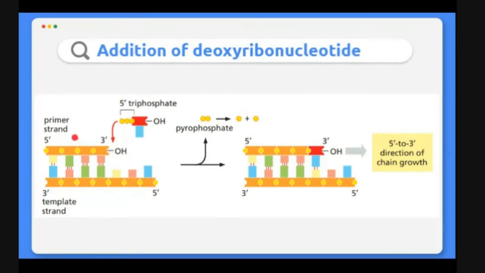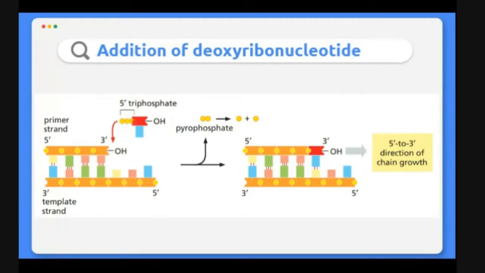Diba? Your DNA grows from 5' to 3'. And in your 3' end, meron kang hydroxyl group. And this hydroxyl group is very significant. Why? Because nagkakaroon siya ng nucleophilic attack here in your dNTP. So if you remember in your chemistry class, right, nucleophilic attack, basically, ina-attack niya itong phosphate group dito.